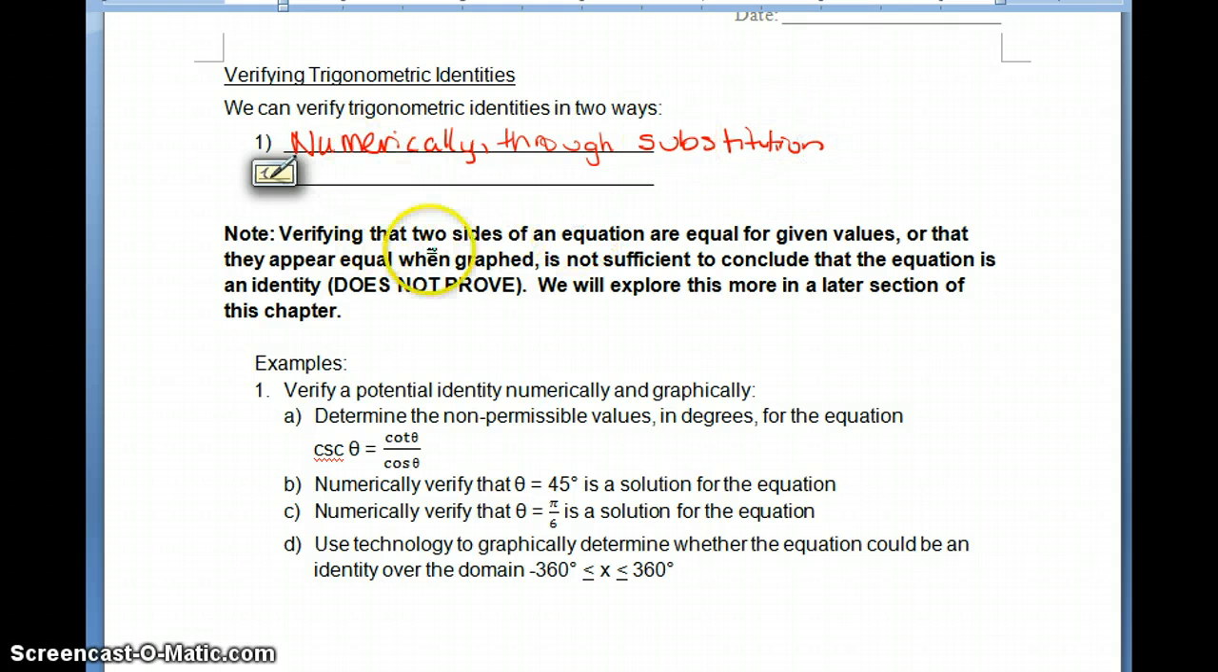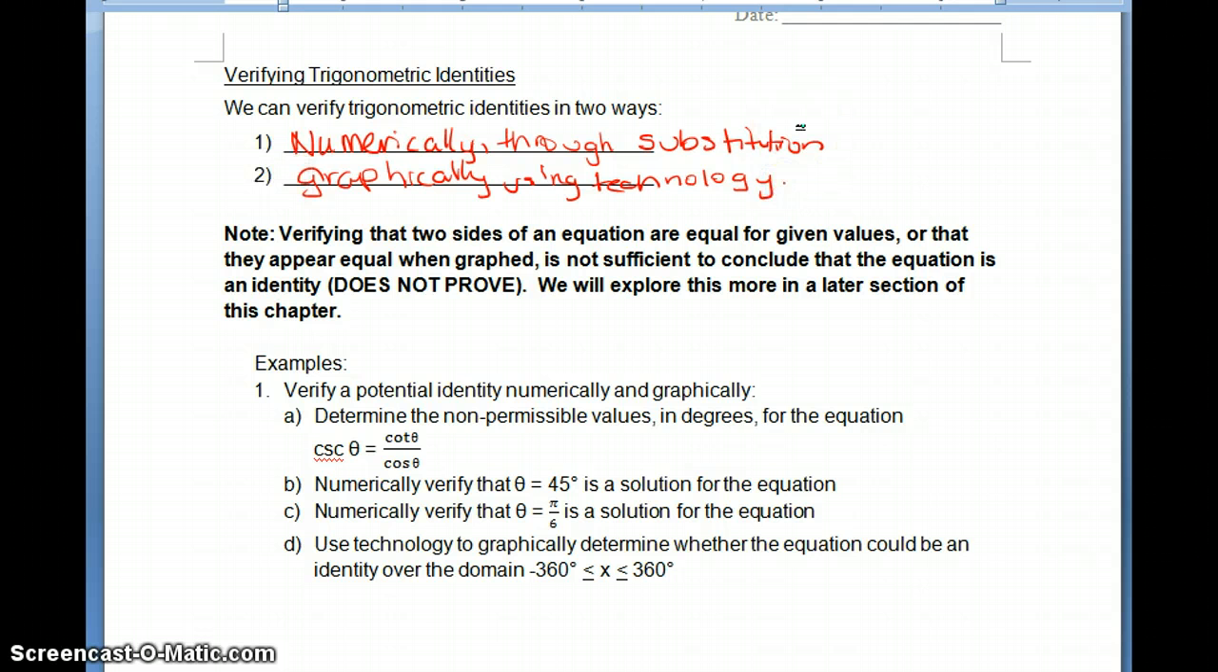The first way is numerically through substitution, and the second way is graphically using technology. Someday I will master this, it's great.